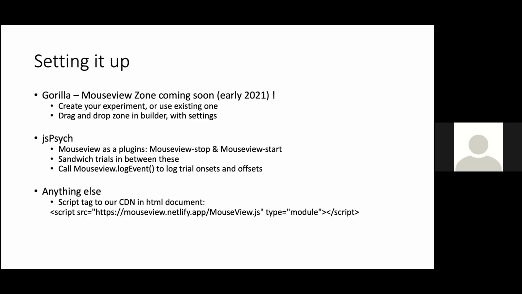So we have a content delivery network for the JavaScript file. So it means you can just copy and paste this into a website or whatever. And then all of those functions I just explained are immediately available, which is pretty cool.